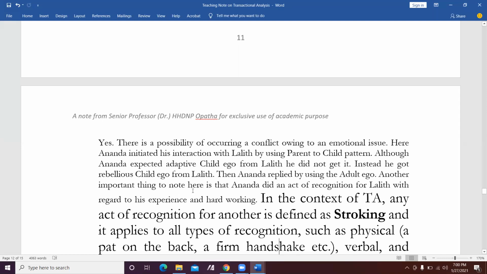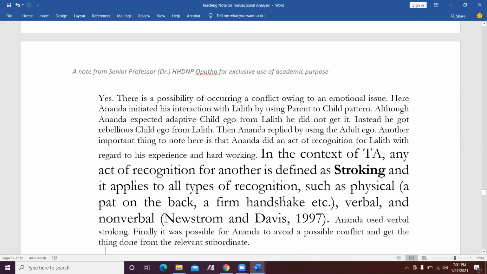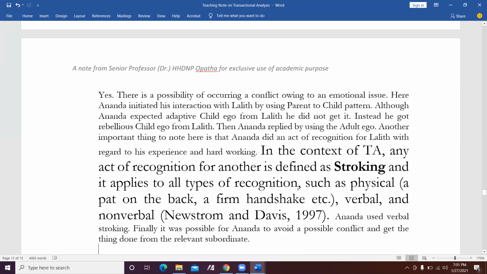Another important thing to note here is that Ananda did an act of recognition for Lalit with regard to his experience and hard work. That act of recognition can be labeled as stroking. Stroking applies, you know, to all types of recognition, such as physical, for example a pat on the back, a firm handshake, then verbal and non-verbal.